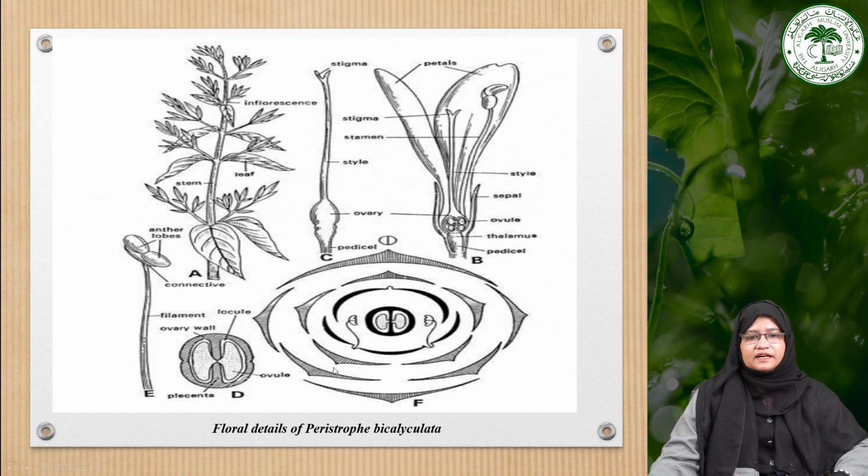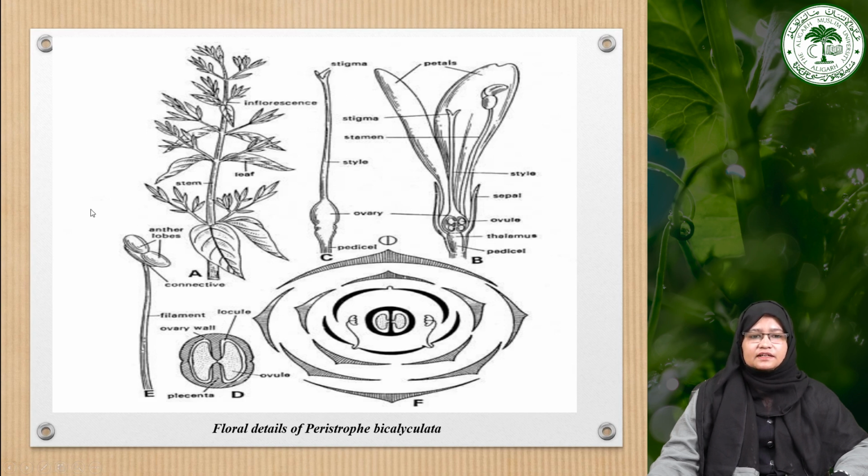Now the next plant is Peristrophe. As we have seen, some plants of this family have only 2 stamens. We can see here there are only 2 stamens present, and these are the twigs of Peristrophe. This one is the inflorescence stigma, which is bifid or bilobed.